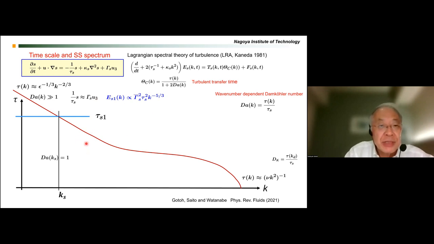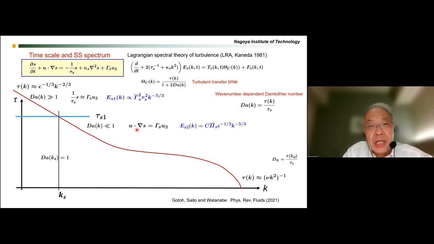However, at the wave number around here, where the Damkohler number is much smaller than 1, the convective term transfers the supersaturation fluctuation in a usual way. Usual way means that the Obukhov-Corrsin type cascade process works here. Therefore, we have the usual k to the minus 5 thirds spectra. C is the Obukhov-Corrsin constant.